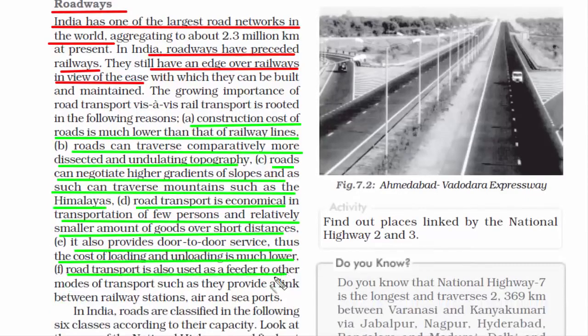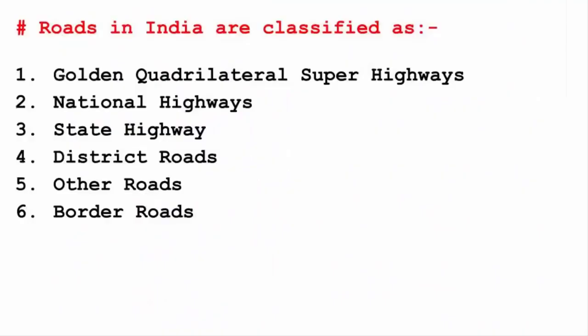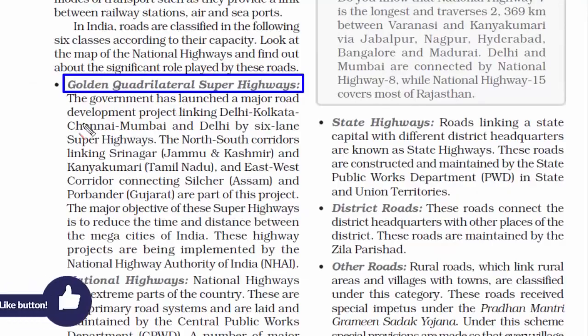Number six, road transport complements other modes of transport, as they provide a link between railway stations, airports, or seaports. Now this information over here is important. I think this is one of the crux of this chapter. Roads in India are classified in the following 6 classes, and the first one is Golden Quadrilateral Superhighways.